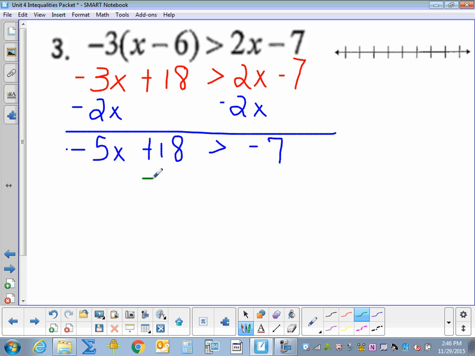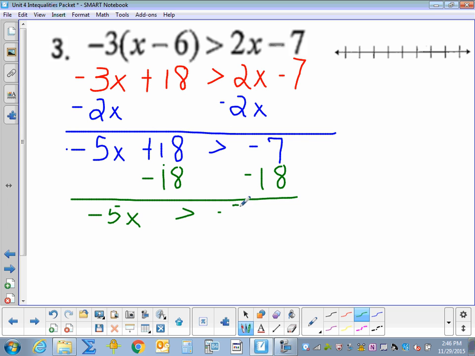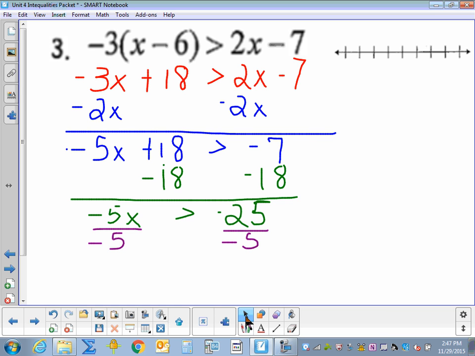So now we minus 18 on both sides. And that leaves us negative 5x is greater than negative 25. So let's divide by a negative 5. So negative 5x divided by negative 5 is just x. And negative 25 divided by negative 5 is 5. We divided by a negative number, so we flip our sign. So x is less than 5.